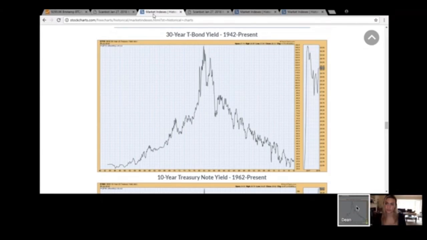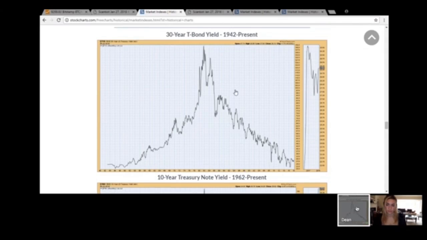This is the 30-year U.S. Treasury bond yield. So it's the opposite of the price of U.S. Treasury bonds. As yields go up, the bond prices are dropping. And as yields go down, the bond prices are going up. This is from the middle of World War II all the way until today.